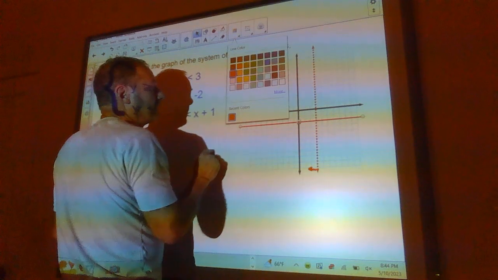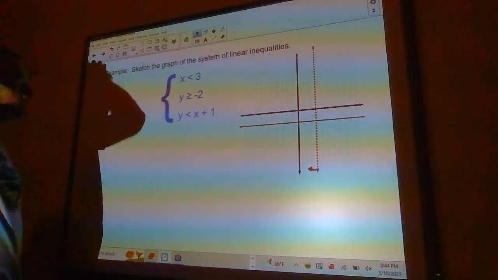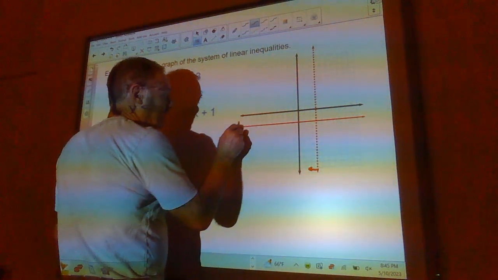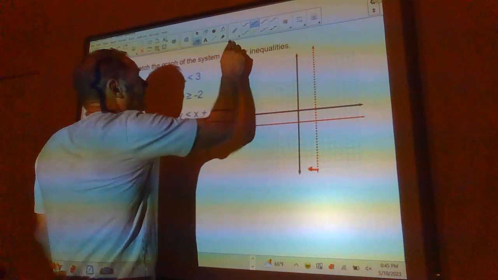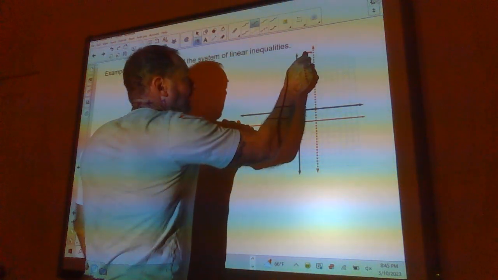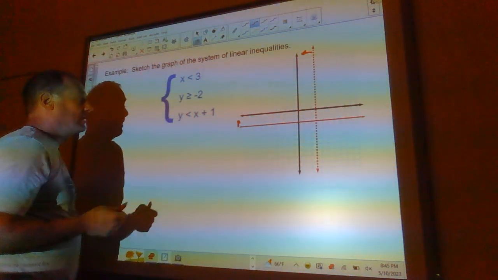We'll make that red. That one's solid because it's greater than or equal to, and we want above that. So right now I would be shading this part of the graph, but I've got one more line.